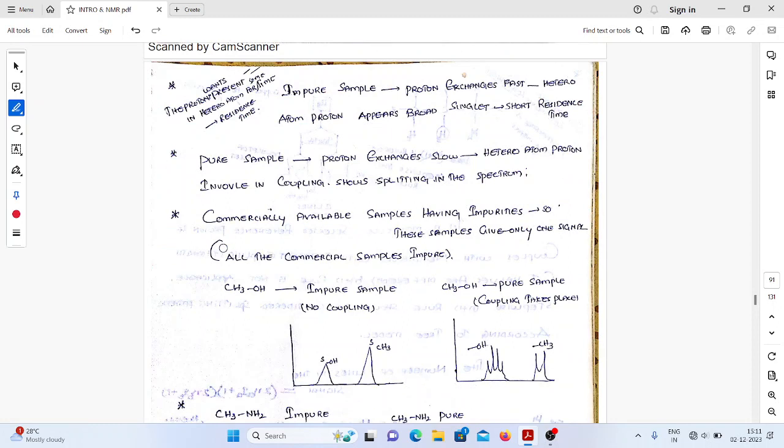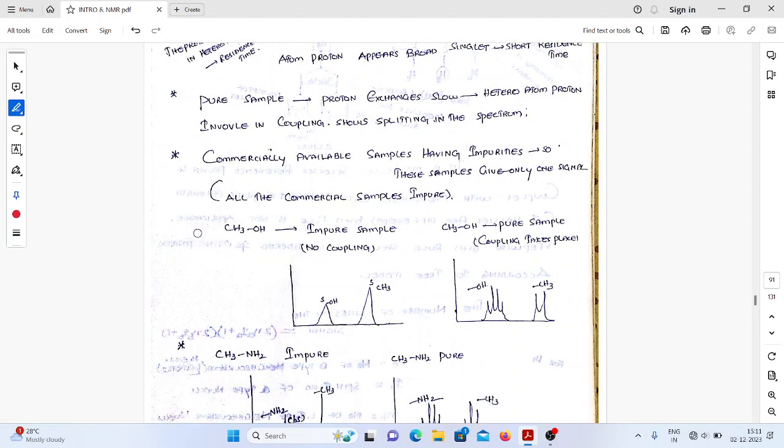Suppose let's take one molecule, that is methanol. What are people saying? Impure sample, because of the impure sample, no coupling. Pure sample, coupling. Here, see this, the spectra. The spectra is something different or not?